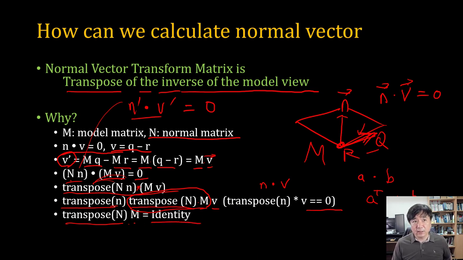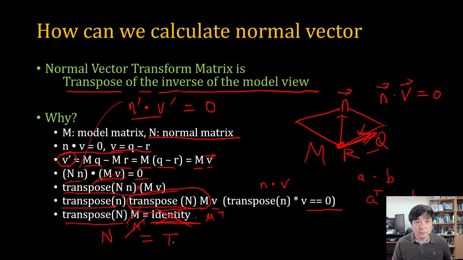If it is not identity, then it will change the value. If the transpose n value is changed, then n multiplied by v cannot be zero. So we can say that it is the identity matrix. We want to calculate n, so we will multiply m inverse at the end, and then if we transpose again, it will be n.